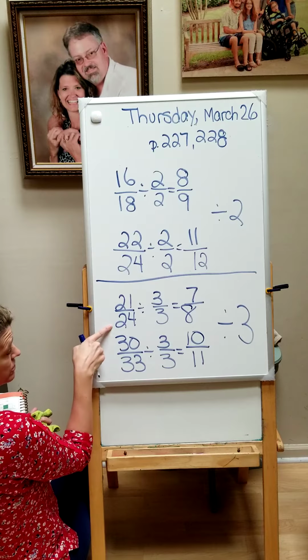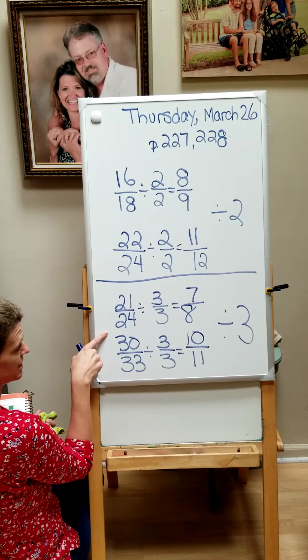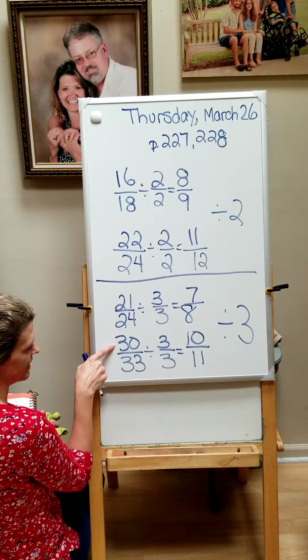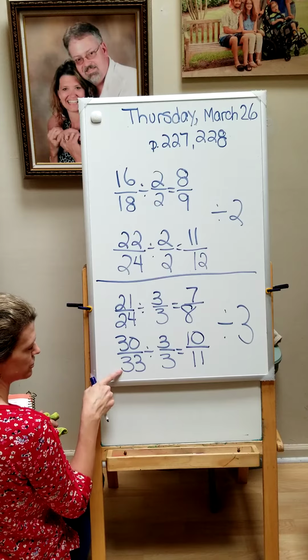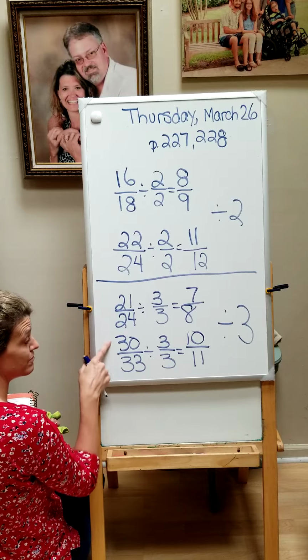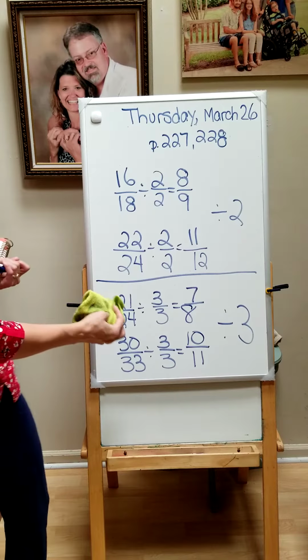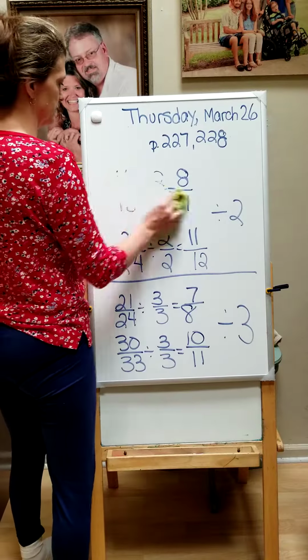If you notice, you couldn't divide that one by 2. You could divide one of them by 2, but you couldn't divide both of them by 2. So that's why we use 3. You can divide both of them by 3. Okay? All right, moving on to the story problems.